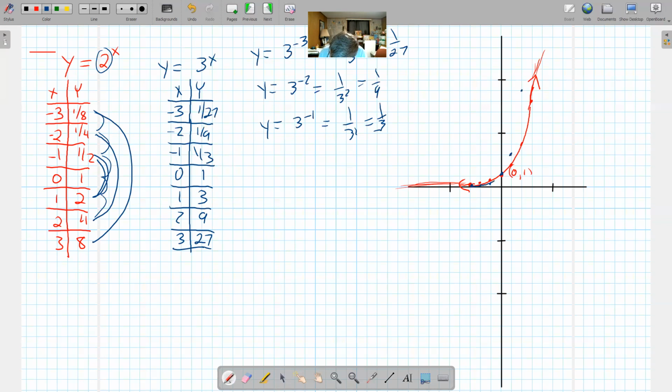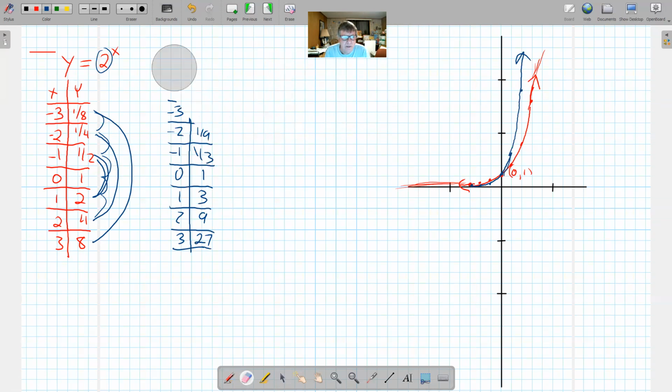So what's going on here? To the left of the y-axis, the values are less than the ones previously, but to the right, it's climbing faster and faster, isn't it? So 3 to the x climbs faster than 2 to the x because the values are tripling instead of doubling. 4 to the x, 5 to the x, 6 to the x, this thing would grow faster and faster and faster.